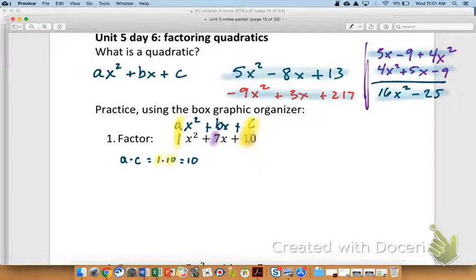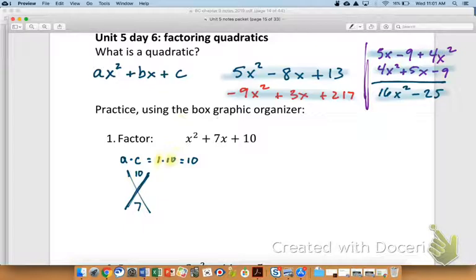All right. So then there are a number of ways to approach this. Here is a way that a lot of people like. I'm just going to show you a little graphic here. You don't have to do this. You could just do this in your head if you can. A lot of people like this little X graphic. And here's what we do. We put the AC, that 10 that we just figured out, goes here. The B, which is 7, goes right there.